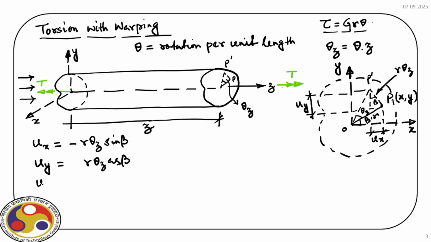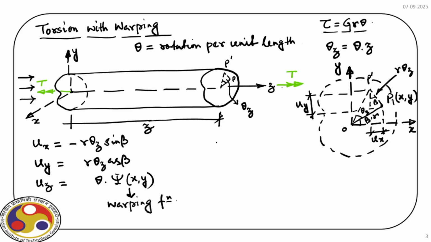And let uz be theta times some function of x and y. And this is the warping function. Now carefully note how we define the warping function. It's not a function of z, it's a function of x and y only, right?